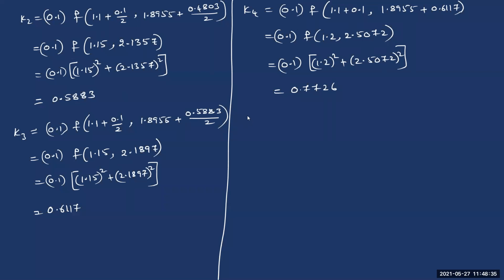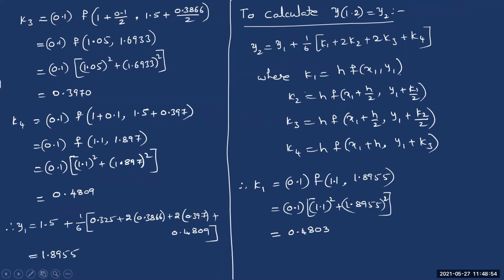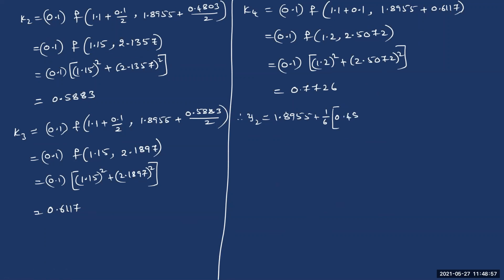Now let me substitute everything into the formula. Therefore, you will get Y2 equal to Y1, which is 1.8955, plus 1 by 6 times K1, which is 0.4803, plus 2 times K2, 0.5883, plus 2 times K3, which is 0.6117, plus K4, 0.7726. See how much you'll get here.